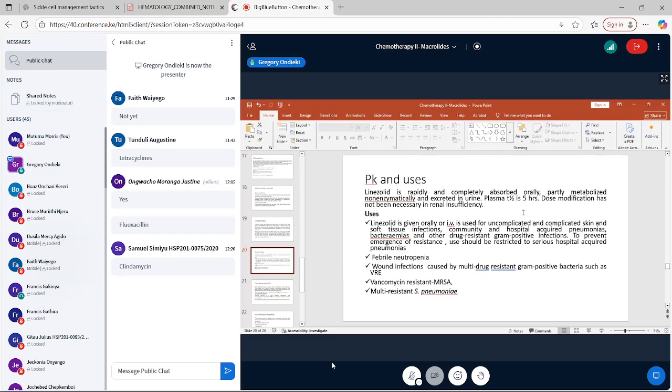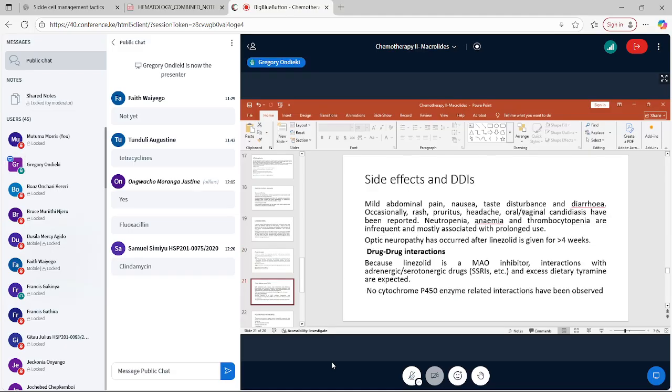Okay, so what do you expect when you give somebody this drug? Usually it has very many side effects. Abdominal pain is very common. Most patients will complain about abdominal pain, nausea, taste disturbance. I know if I ask you about side effects of this drug, most of you will start with nausea and vomiting. So I'll modify my question: give me the side effects except nausea and vomiting, right?